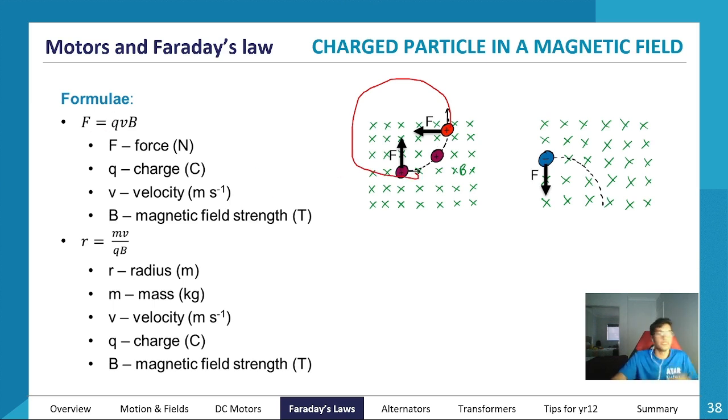And we know that force is equal to qvB, which is a new formula, q being the charge on the point charge, v being velocity, and B being the magnetic field strength. And then we can equate this formula to mv squared divided by r. If we rearrange for the radius, we get radius equal to mass times velocity divided by q times B. This will give us the radius of the circular motion of the electron just going in circles.